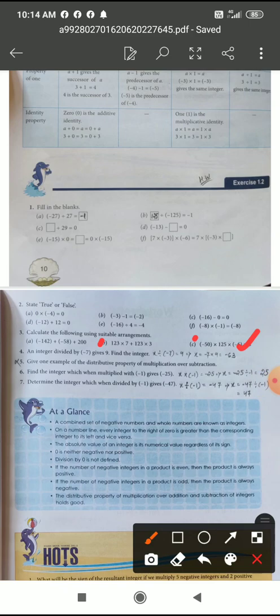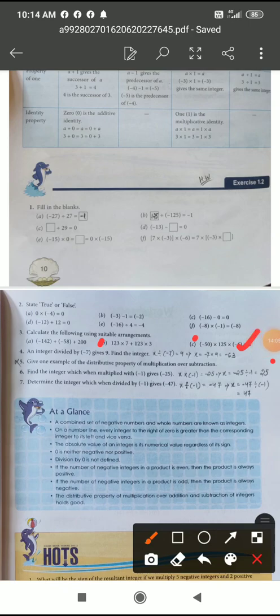Then number six, find the integer which when multiplied with minus 1 gives minus 25. Just opposite of number four. Here unknown integer is x, then x multiply minus 1 equal to minus 25. Okay. Then x equal to, we divide these two numbers, minus 25 divided minus 1, that is 25.